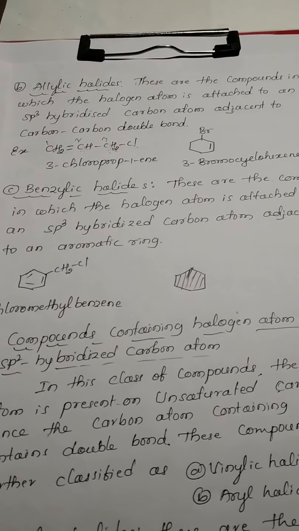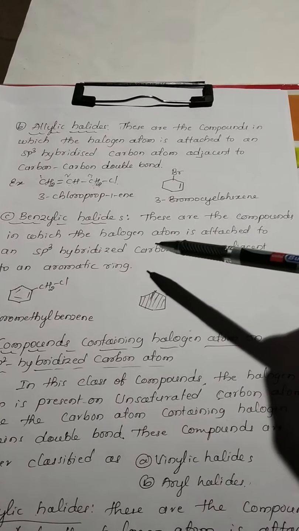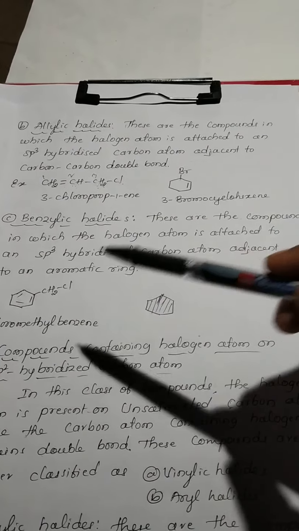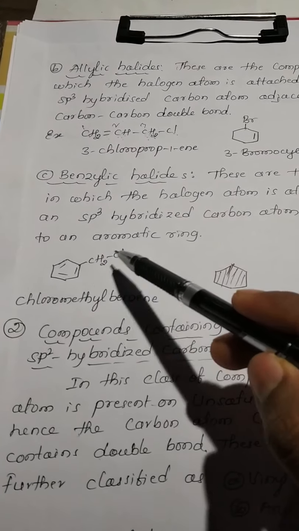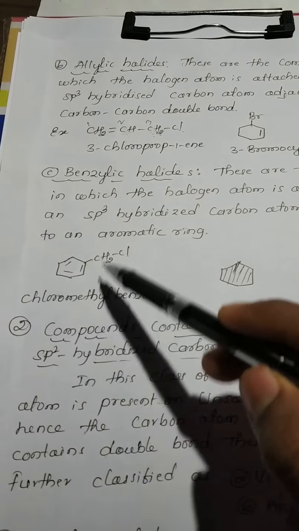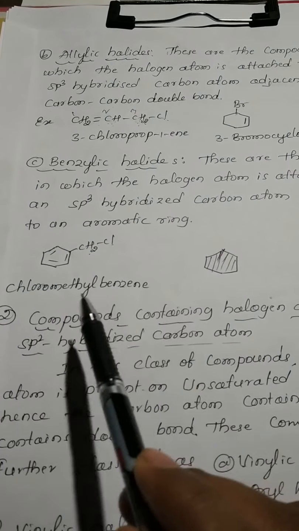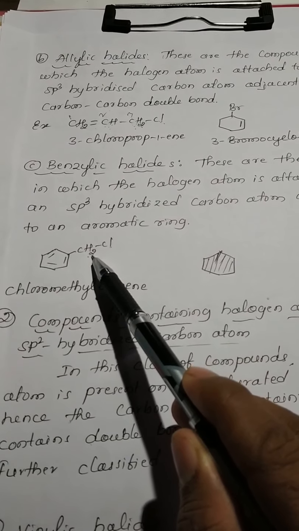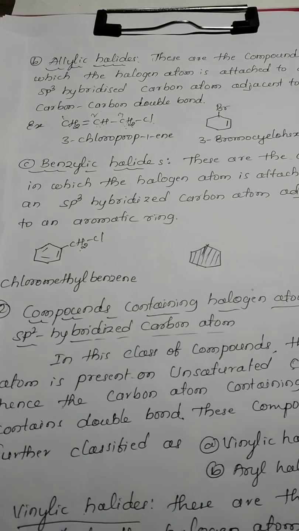Next is benzylic halide. These are the organic compounds in which the halogen atom is attached to the sp3 hybridized carbon atom adjacent to an aromatic ring. See here, the halogen atom attached to the sp3 hybridized carbon atom which is directly attached to the benzene ring or aromatic ring is called benzylic halide. Example, chloromethyl benzene. Once again I'll repeat, the halogen atom directly attached to the sp3 hybridized carbon atom which is directly attached to an aromatic ring is called benzylic halide.